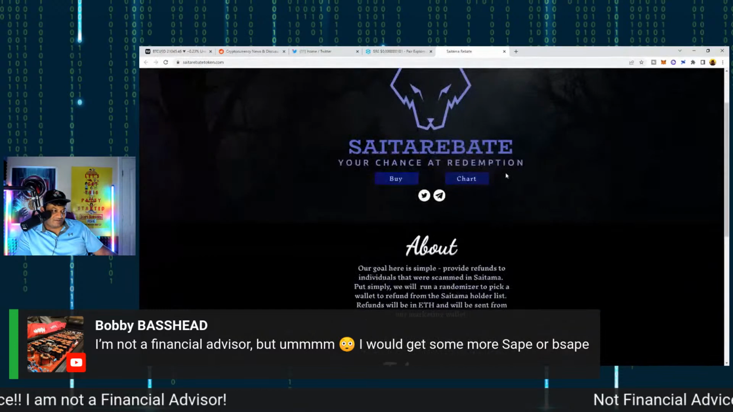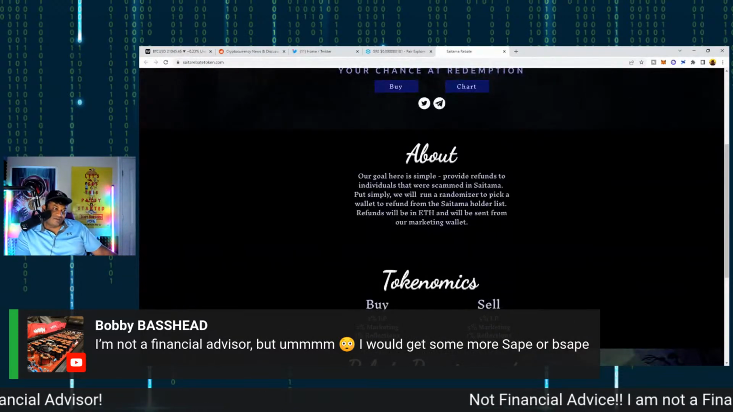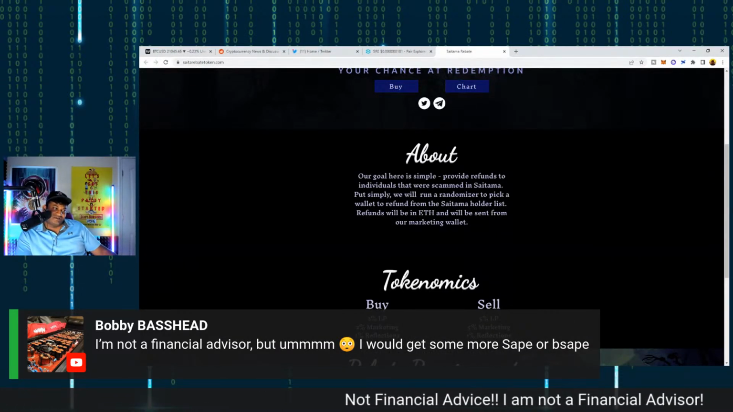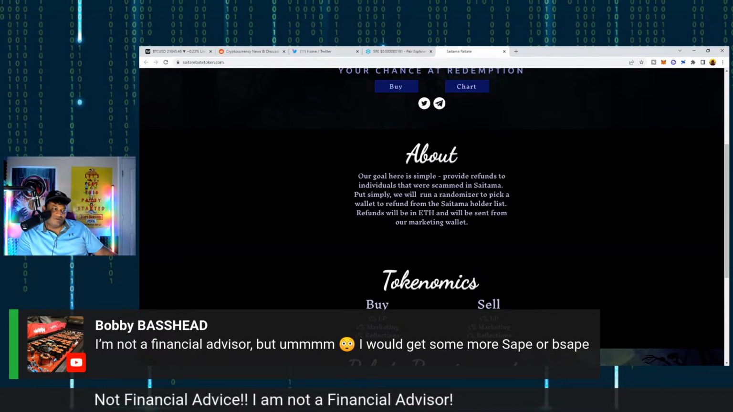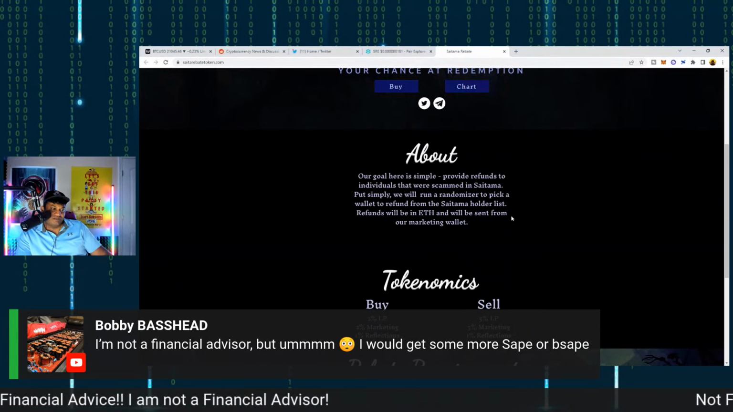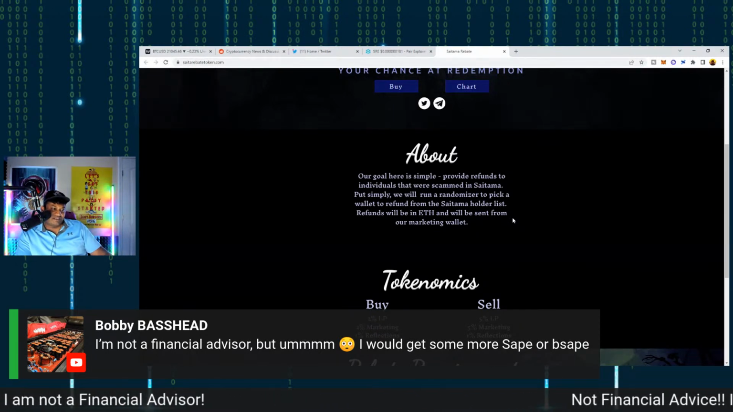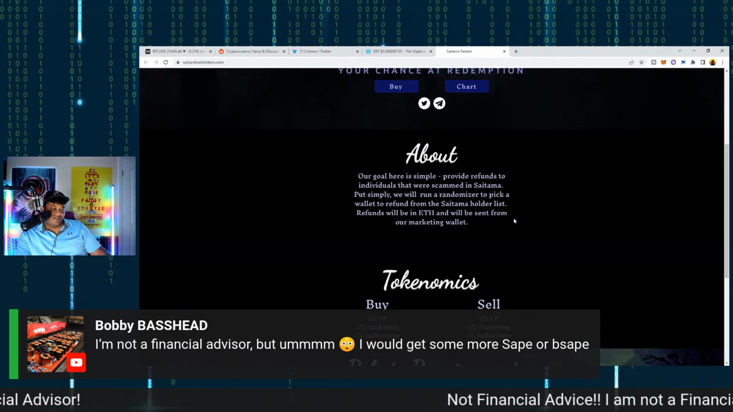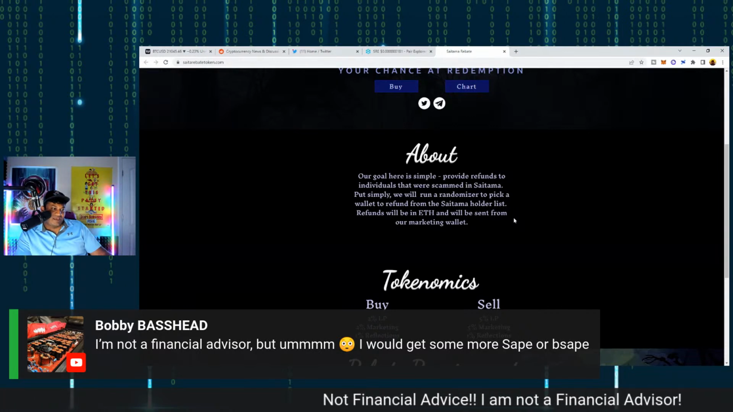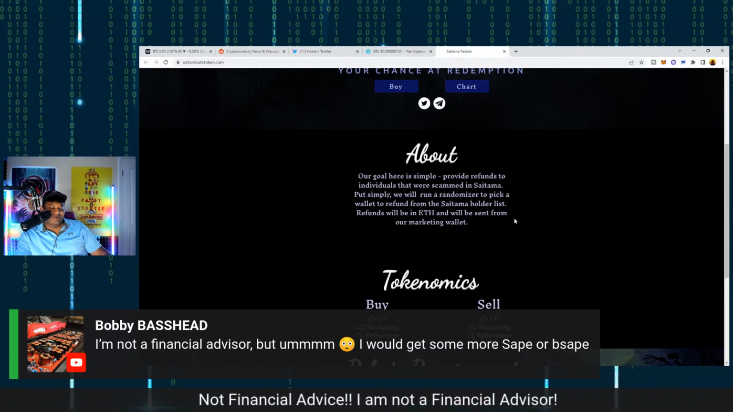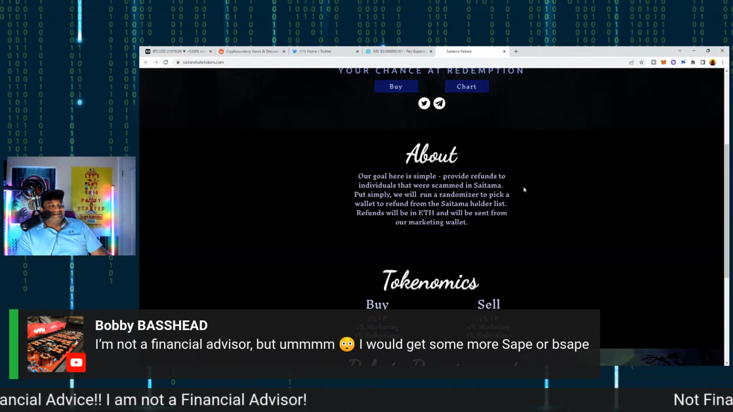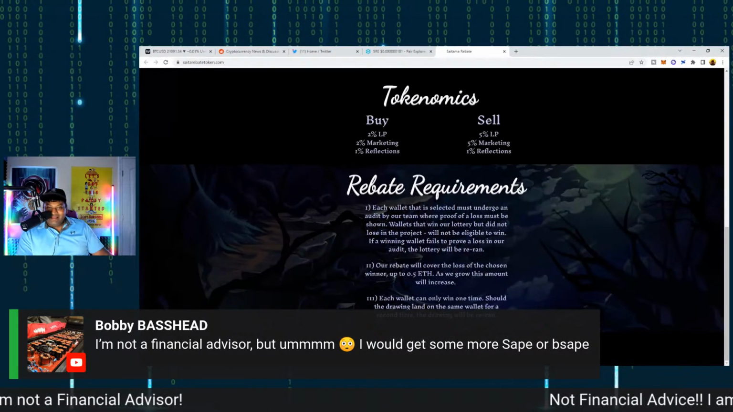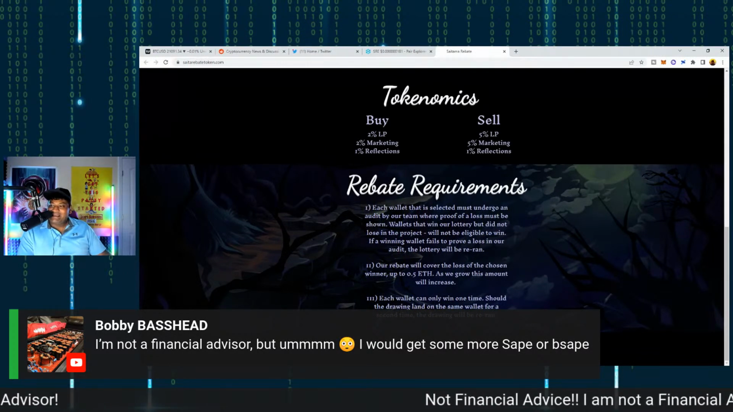Very simple, very easy. Our goal here is simple: provide refunds to individuals that were scammed in Saitama. Put simply, we will run a randomizer to pick a wallet to refund from the Saitama holder list. Refunds will be in ETH and will be sent from our marketing wallet. Bro, pick my wallet. Shibnobi Kang, pick my wallet. Let me build a randomizer for you. I got something.